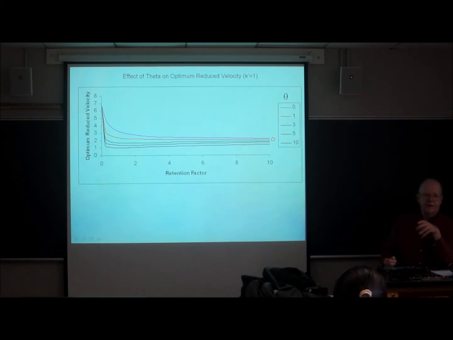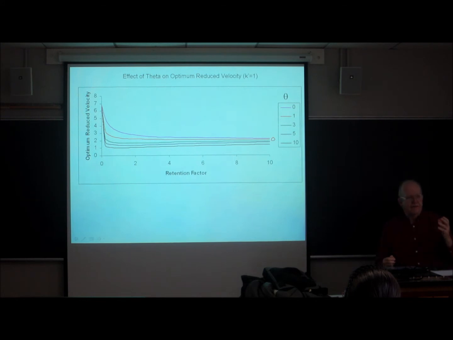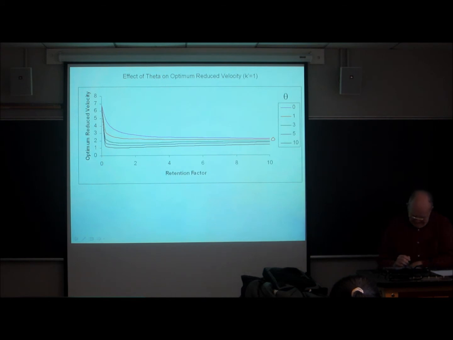Obviously, you want to work at a high optimum reduced velocity because that will get the separation done in the least amount of time. So there's a lot of trade-offs that you got to make to really do open tubular chromatography, or indeed HPLC, to do it fast and also to maintain high performance, meaning high resolving power.